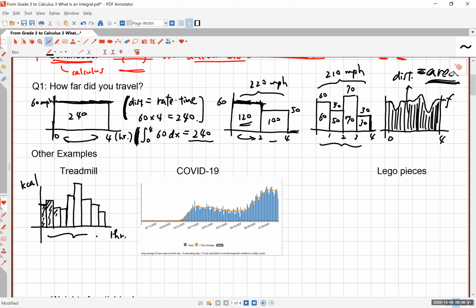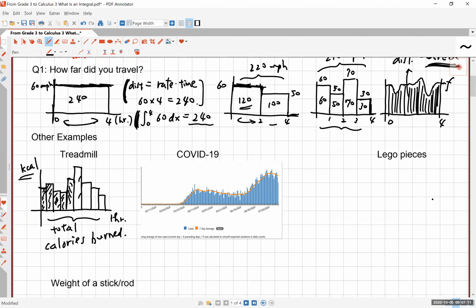So the total area under the curve, again, what you're really doing is adding the areas of these rectangles. That would be the total calories burned. When they say calories, they really mean kilocalories. So that's what this will tell you. Okay, so here's another way to understand this.